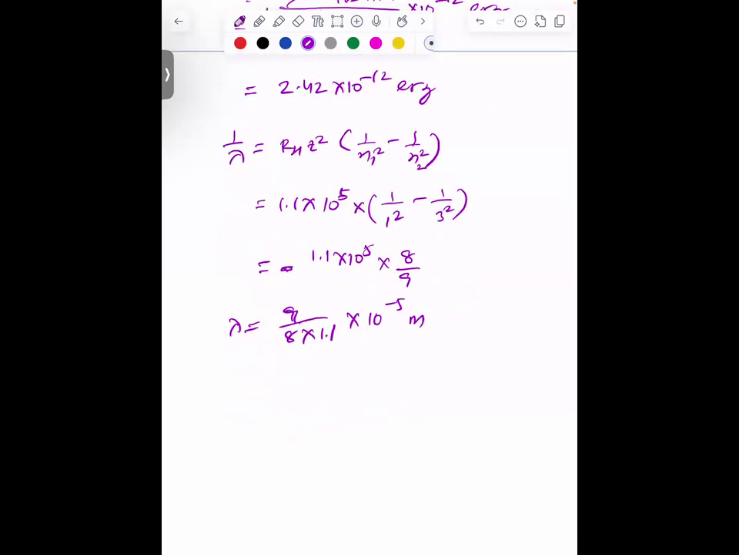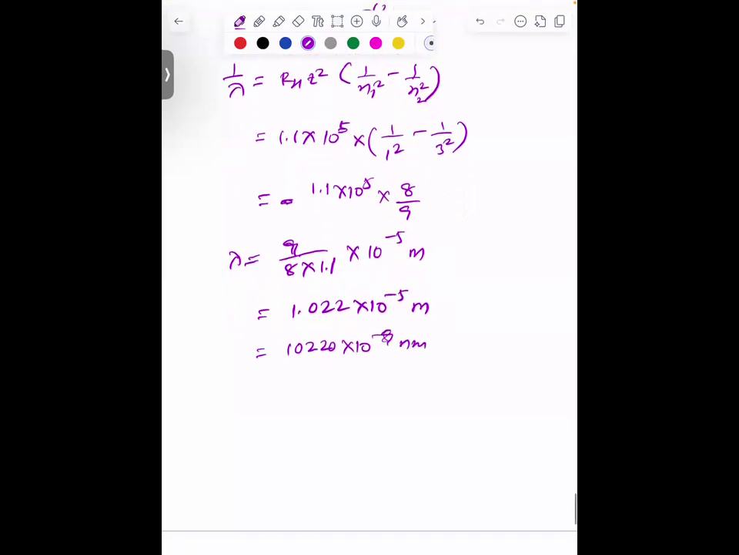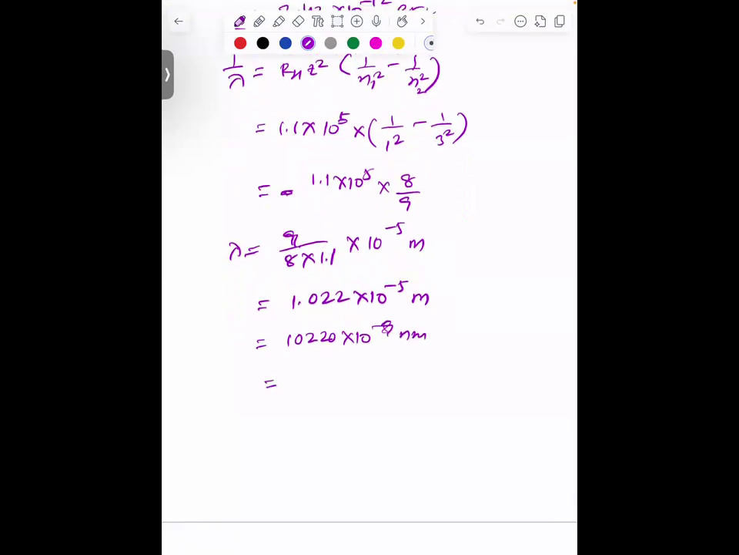So we solve further: 9 upon 8.8, that is 1.022 into 10 to the minus 5 meter, or 1022 into 10 to the minus 8, that is, 1022 nanometer. Okay, so rest you know.